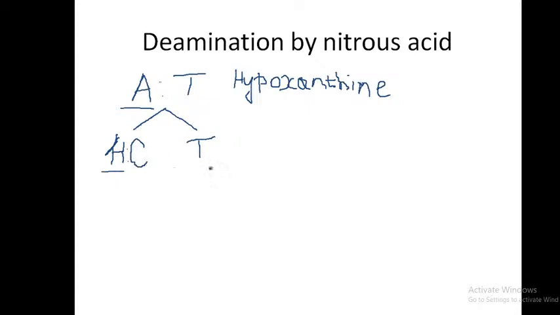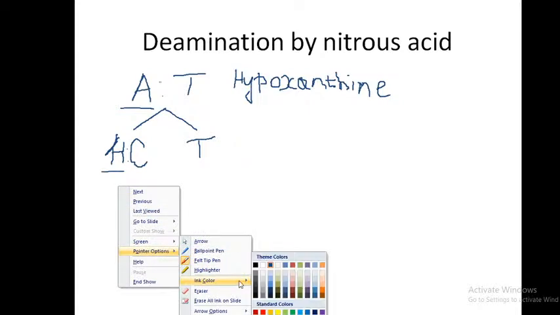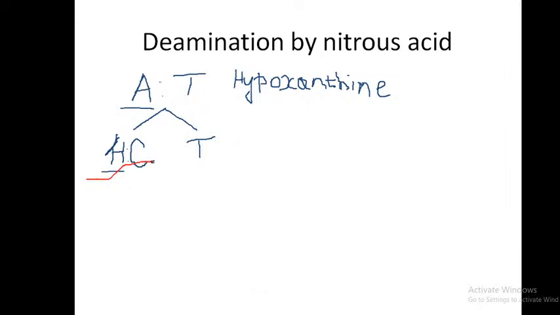So improper pairing has happened here. In the presence of nitrous acid, adenine is deaminated to hypoxanthine. So hypoxanthine is formed and incorporated in the strand, and the incorporated hypoxanthine will improperly bind with cytosine.